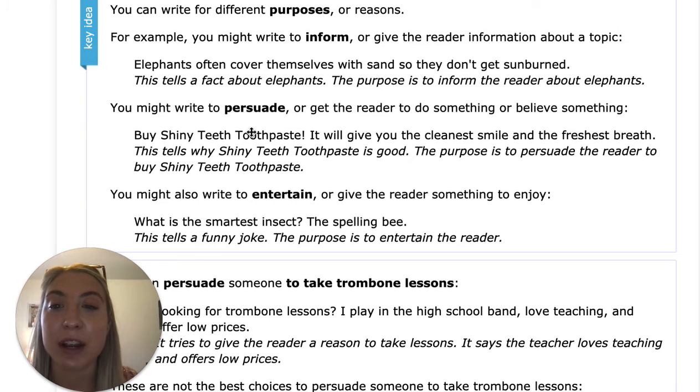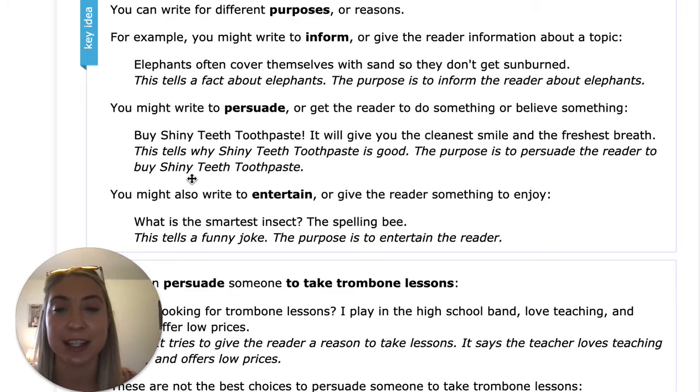So you might write to persuade or to get another reader to do something or believe something. So remember, persuade is convincing. So if we see buy shiny teeth toothpaste, it will give you the cleanest smile and the freshest breath. This tells us why shiny teeth toothpaste is good. They're trying to convince us to buy it. The purpose is to persuade the reader to buy shiny teeth toothpaste. So it's like an advertisement.